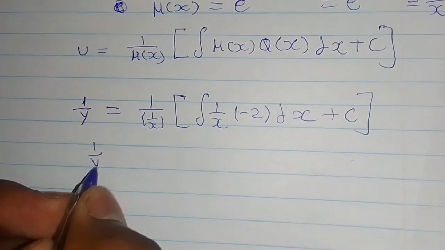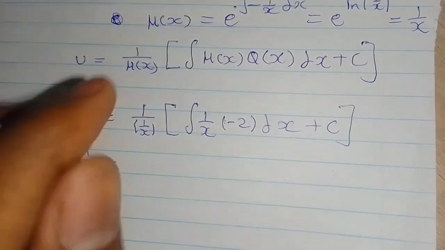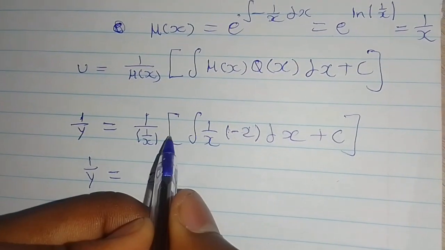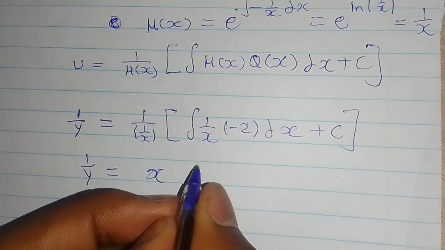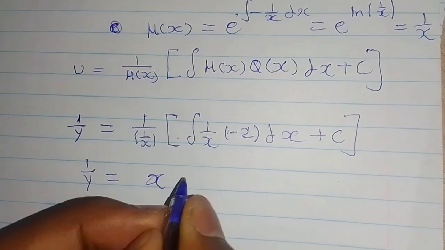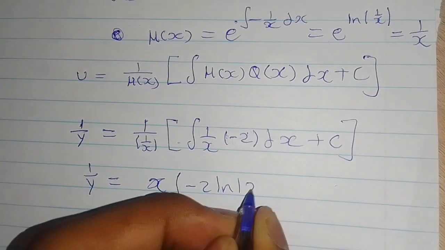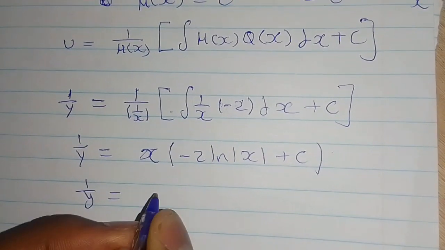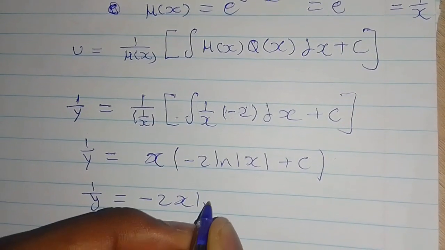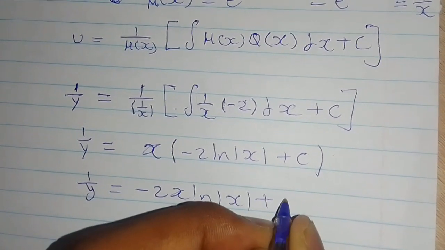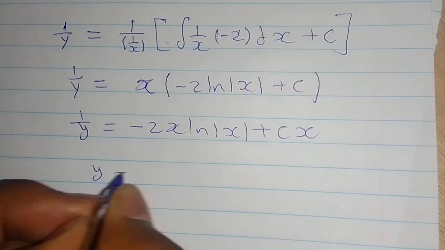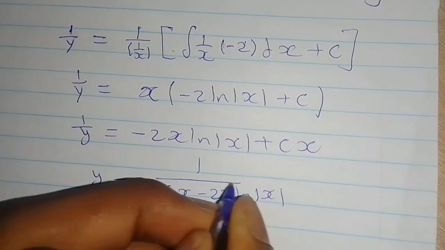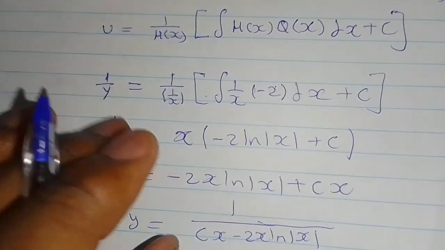And then you have 1 over y equals 1 over x. Just flip that, you're just going to have x. And then this is minus 2, it's a constant. You can take it outside the integral. And the integral of 1 over x is just going to be ln the absolute value of x. But notice that you have minus 2 there. Then you just have ln the absolute value of x plus some constant c. And then further simplify this, then you have 1 over y equals minus 2x ln the absolute value of x plus cx. And then flip the sides, then you have y equals 1 over cx minus 2x ln the absolute value of x. And that will be your general solution to that.